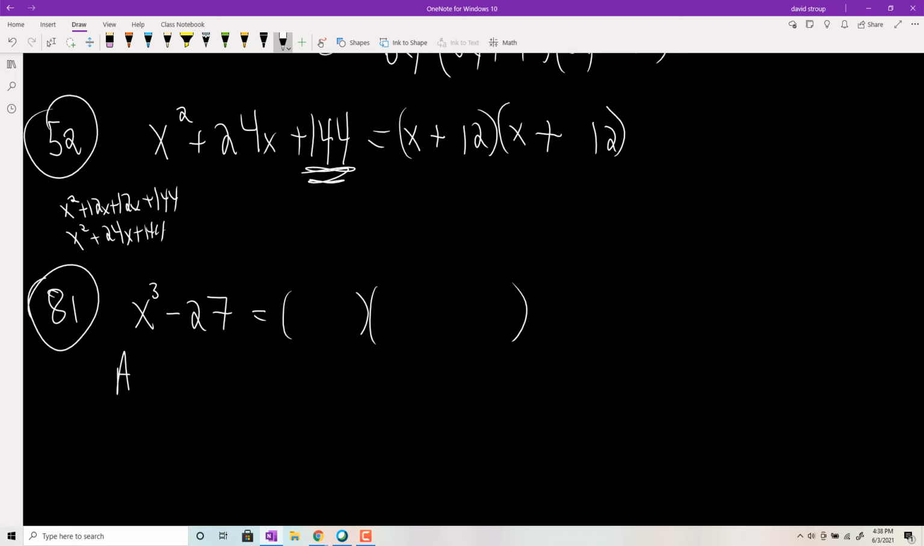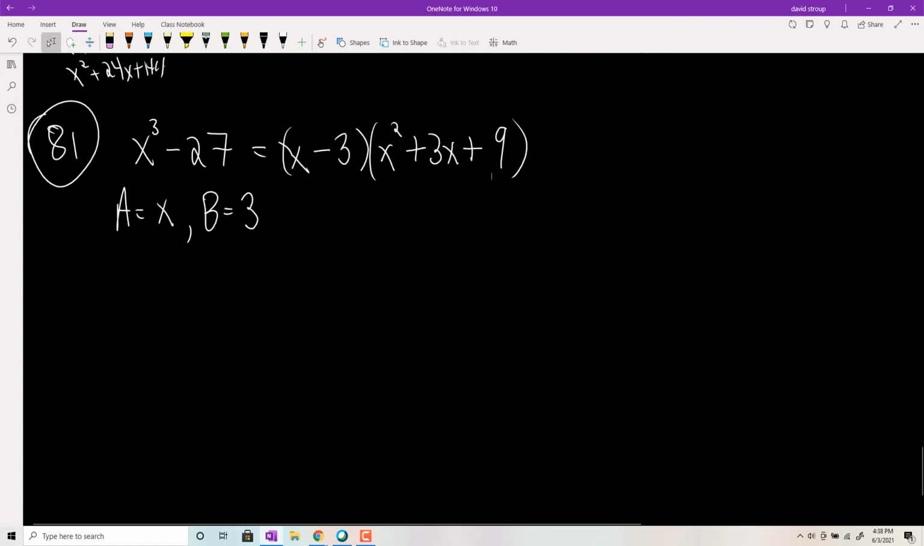So we always identify a and b. What times what is x cubed? Well, that's x. What times what is 27? That's 3. And we go same, opposite, always positive. Okay, so it's going to be x minus 3, and then x squared, a times b is 3x, and then b squared is 9. Let's do the other version.